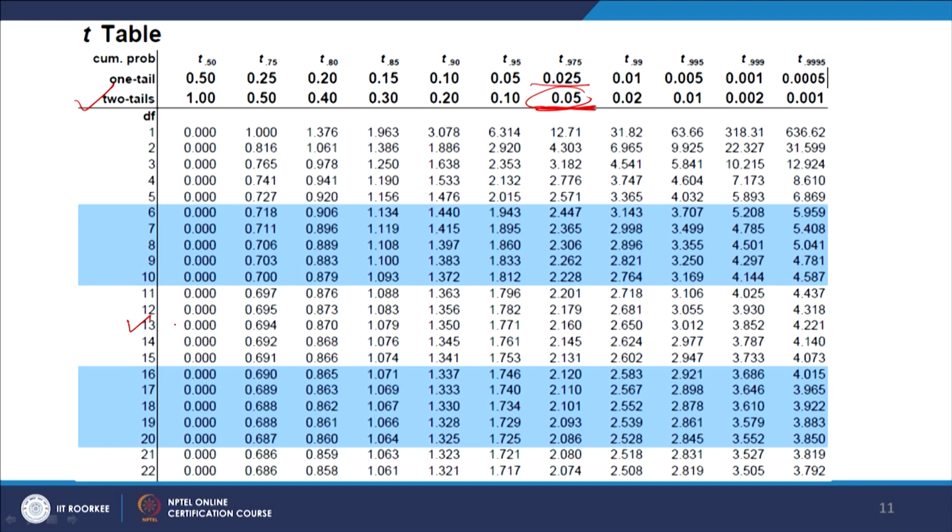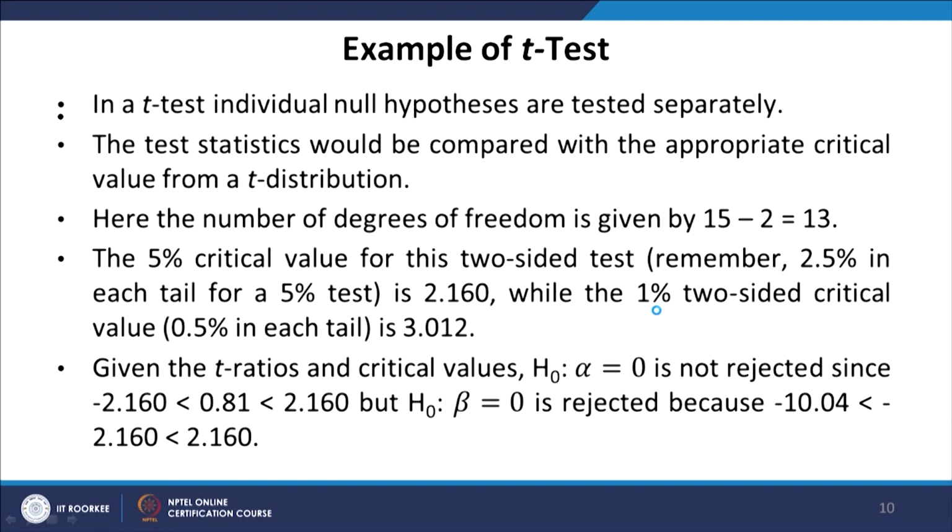So, corresponding to this I have 2.160 at 5% level of significance at individual tails, and if I consider 1% significance level, then my critical value is 3.012 for individual tails. So, you can see that this is 2.160 for 5%, while the 1% two-sided critical value is 3.012, just as we have observed from the table.